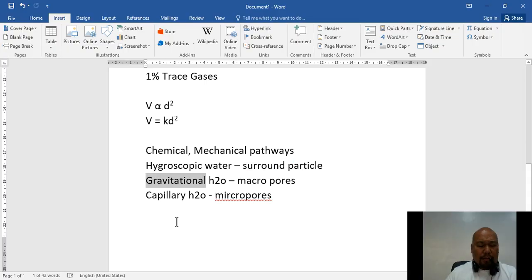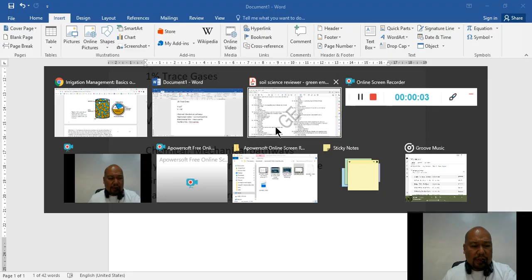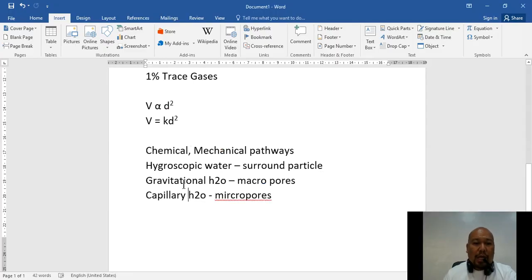So mag-ulan, saturated tanan pore spaces. You just leave it for a while. After some time, mag-drain na, just like ang ihi sa beach nga akong gi-mention sa inyo kaganina. It will readily drain. That's gravitational water.